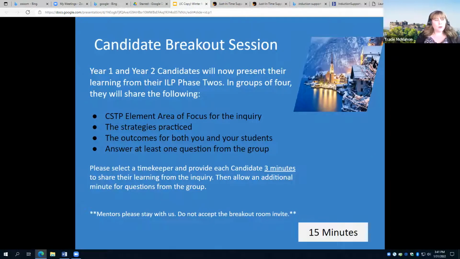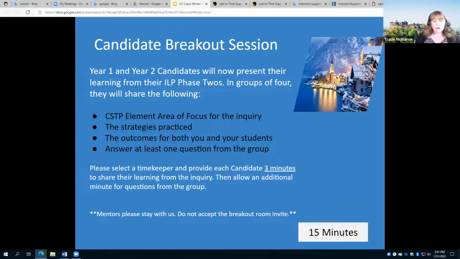Okay, so we've come to the point where we are going to have a breakout session with candidates. Year 1 and year 2 candidates, you'll present your learning from your ILP phase 2. So remember, you did different things. If you're year 1, you had a little mini inquiry where you practiced a strategy. And if you're year 2, you did a bigger inquiry where you were observed twice, also practicing a strategy.